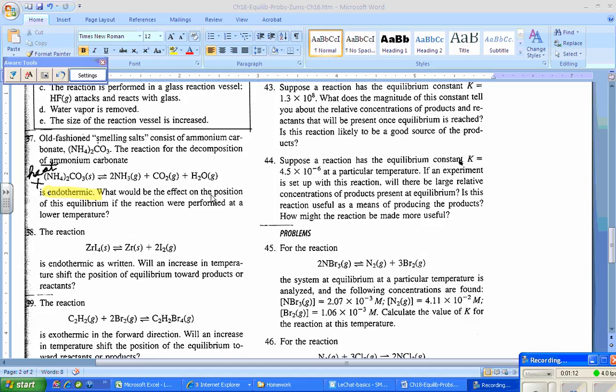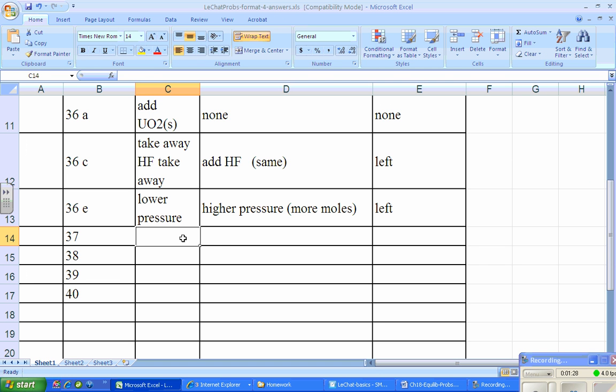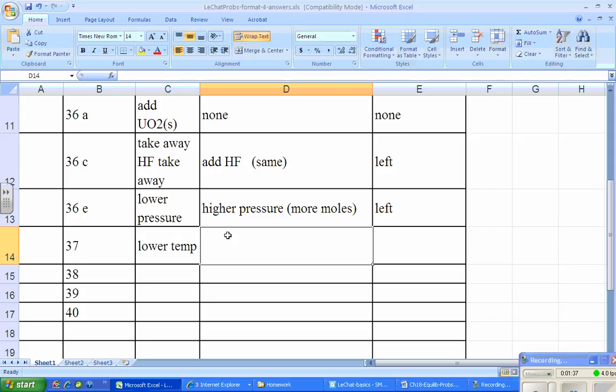What would the effect on the position of the equilibrium be if the equilibrium reaction were performed at a lower temperature? Aha! We have got to go back now, and we have to see exactly how to handle that. A lower temperature, huh? So, right here, we're going to have lower temp. Now, that's our stress. What is LeChat going to want to do? He's going to want to raise the temperature.